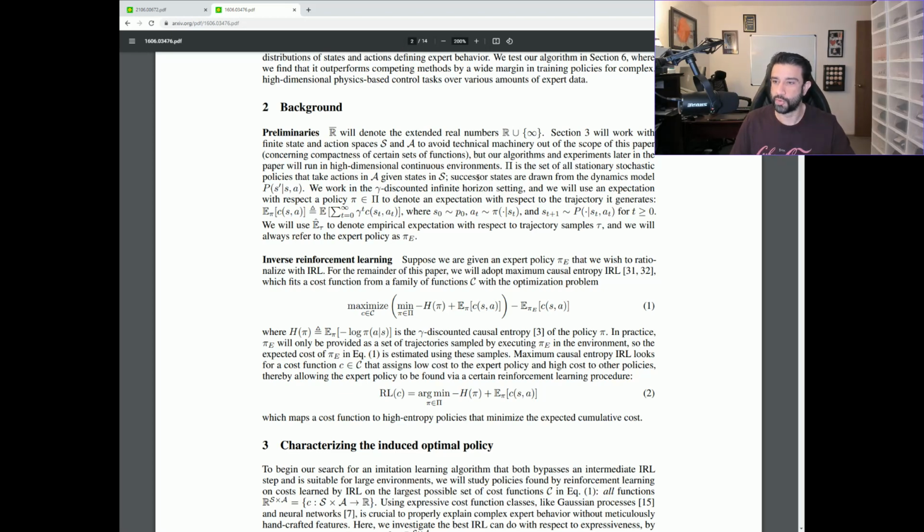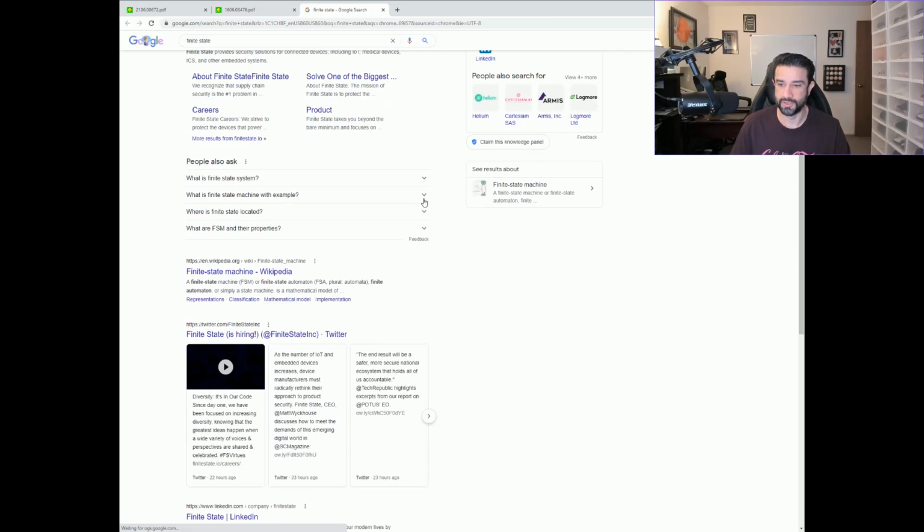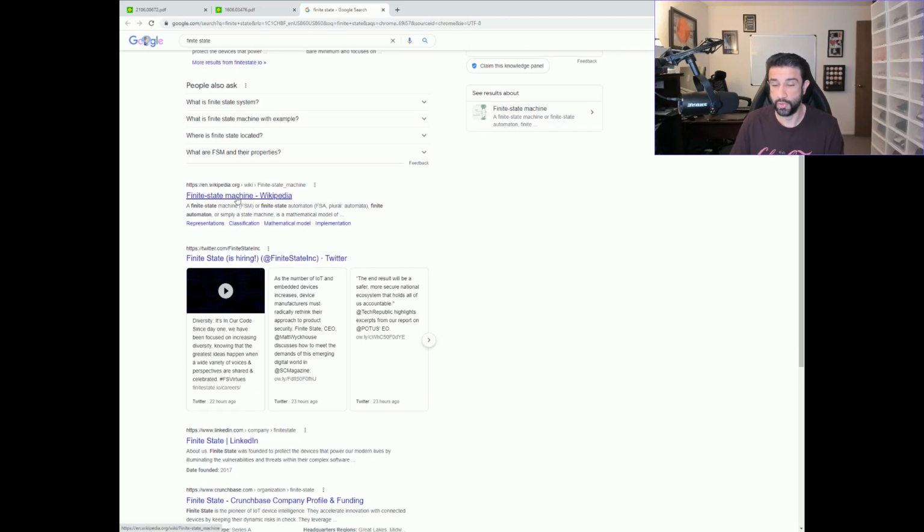And if you are brand new, you can look at this and say, okay, section 3 will work with finite state and action spaces. Maybe you don't know what those are. If you're in your first year, you may not know finite state. So right-click, Google it. That's it. This one's kind of complicated because there's a company called Finite State. But there are also resources like Wikipedia.